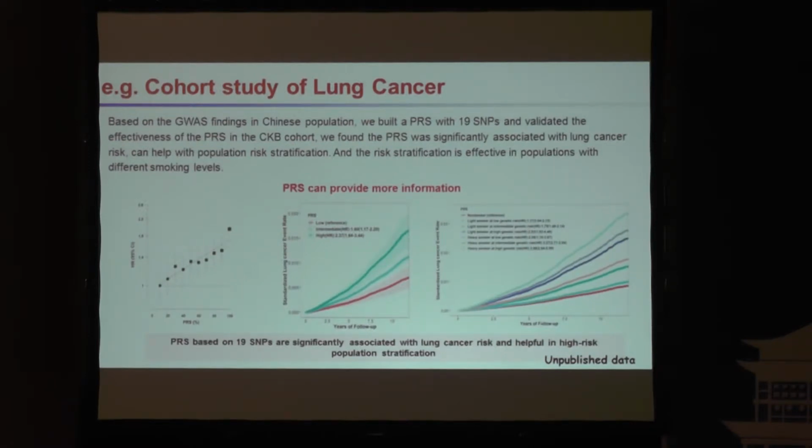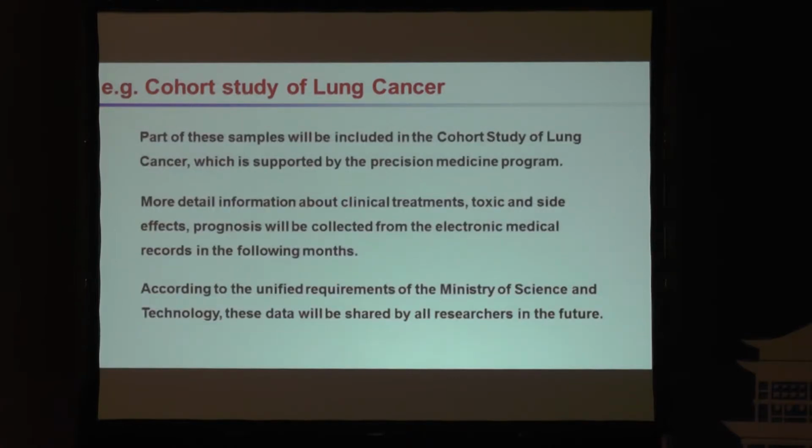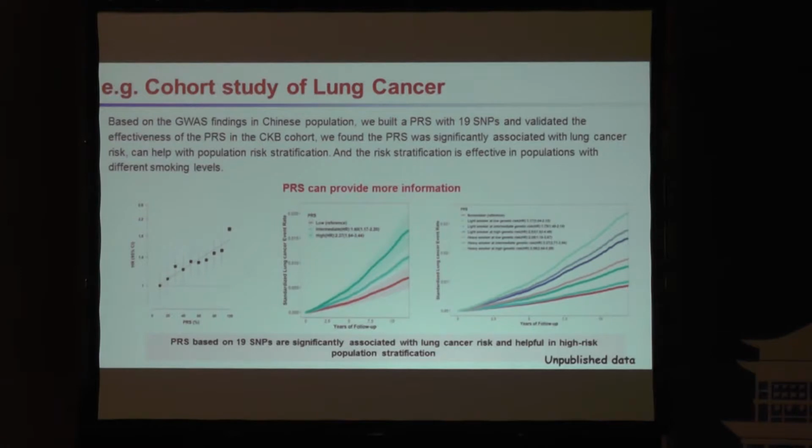Based on our GWAS findings in the Chinese population, we built a PRS with 19 SNPs, and we also validated the effectiveness of the PRS in the CKB cohort. We found that the PRS was significantly associated with lung cancer risk, and the PRS can help with population risk stratification, which is effective in populations with different smoking levels. This data supports our opinion that PRS may provide more information compared to single variants.